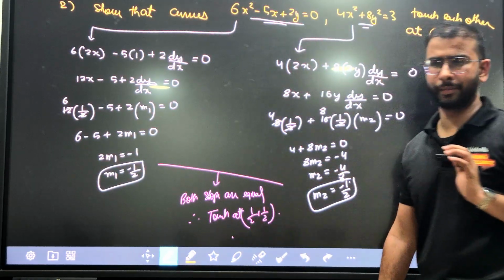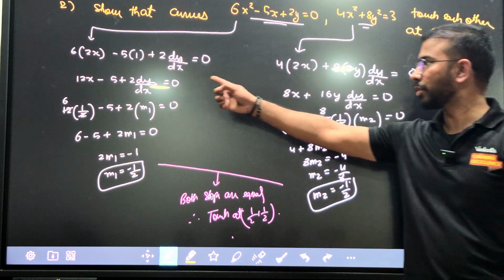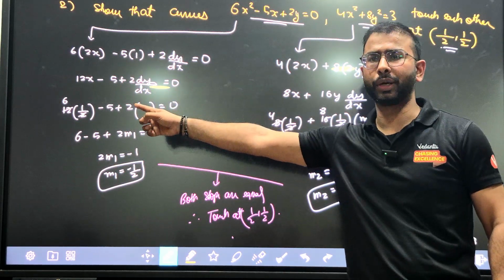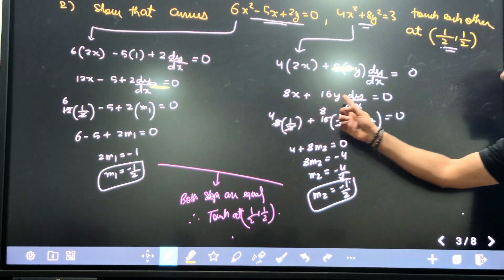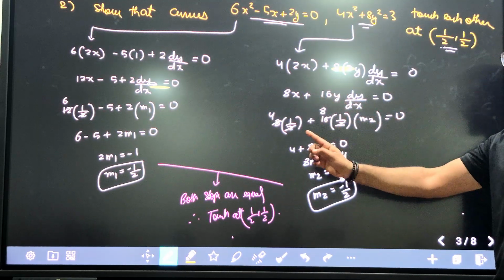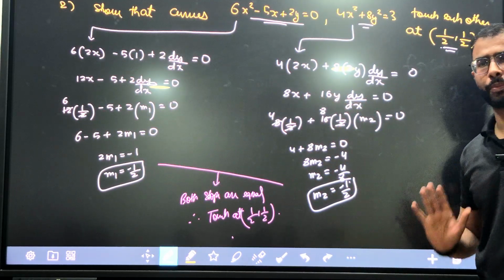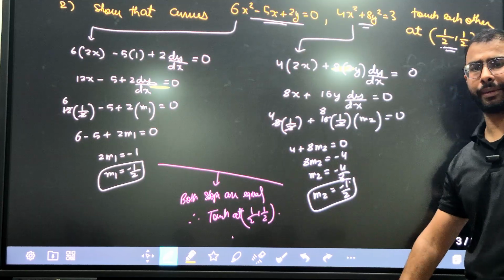So it's so easy. What we've done is, first we differentiate the first function and substitute the point 1 by 2 comma 1 by 2. That is your slope 1. Similarly, you will substitute in the second one, that is slope 2. m1 equals m2, that's it. 4 marks in your pocket. If you're lucky enough, this question can be there.